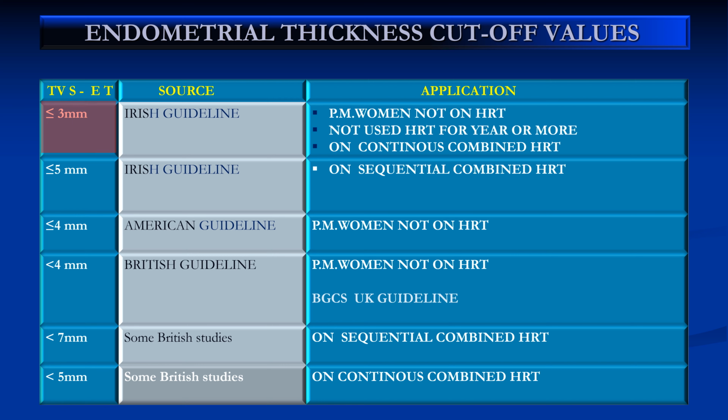The Irish guideline mentioned that in postmenopausal women not on HRT, or postmenopausal women who didn't take HRT for 1 year or more, or postmenopausal women on continuous combined HRT, if the endometrial thickness is equal to 3 mm or less, the risk of malignancy is less than 1%. But if it is more than 3 mm, further investigation is needed.